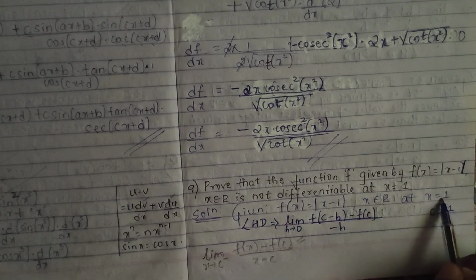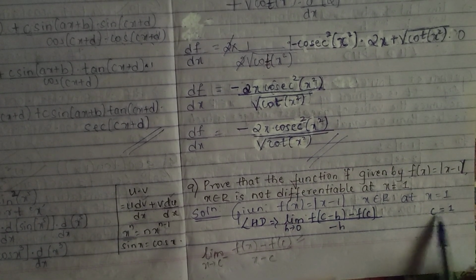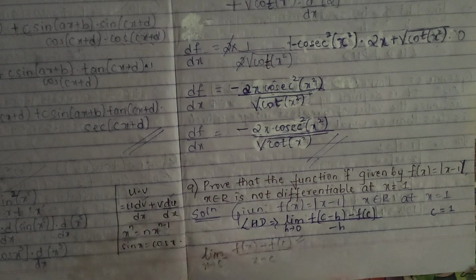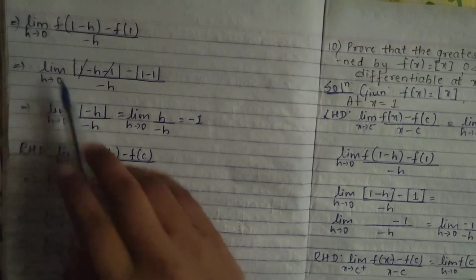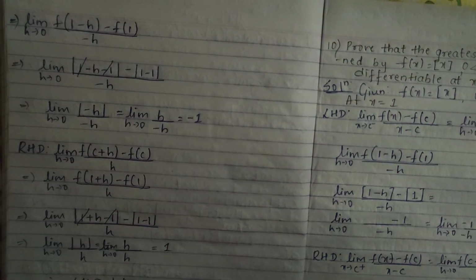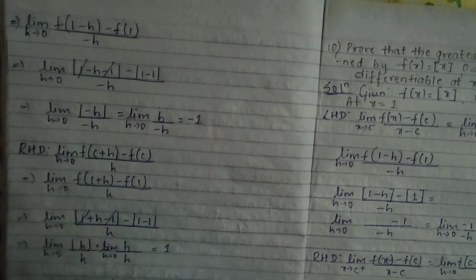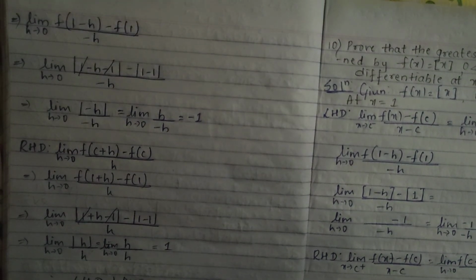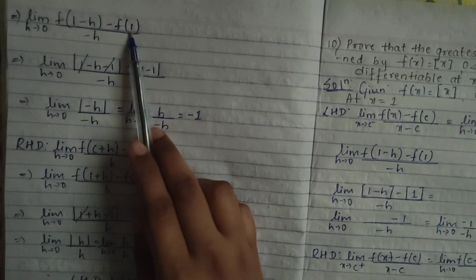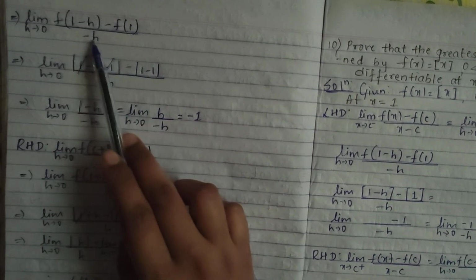Here your x is equal to 1, so c is equal to 1. In place of c, your value will be 1. So, limit f of, in place of c it is 1, because c value is 1. So, it becomes 1 minus h, it was c minus h, right. So, it will become f of 1 minus h minus f of c, which is f of 1, whole divided by minus h.